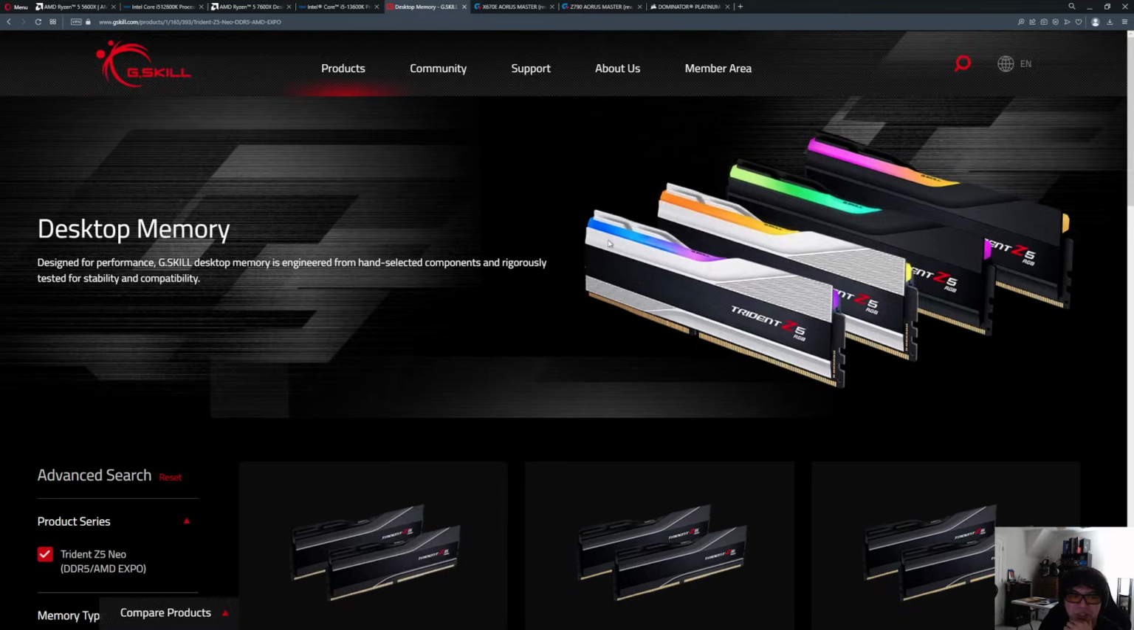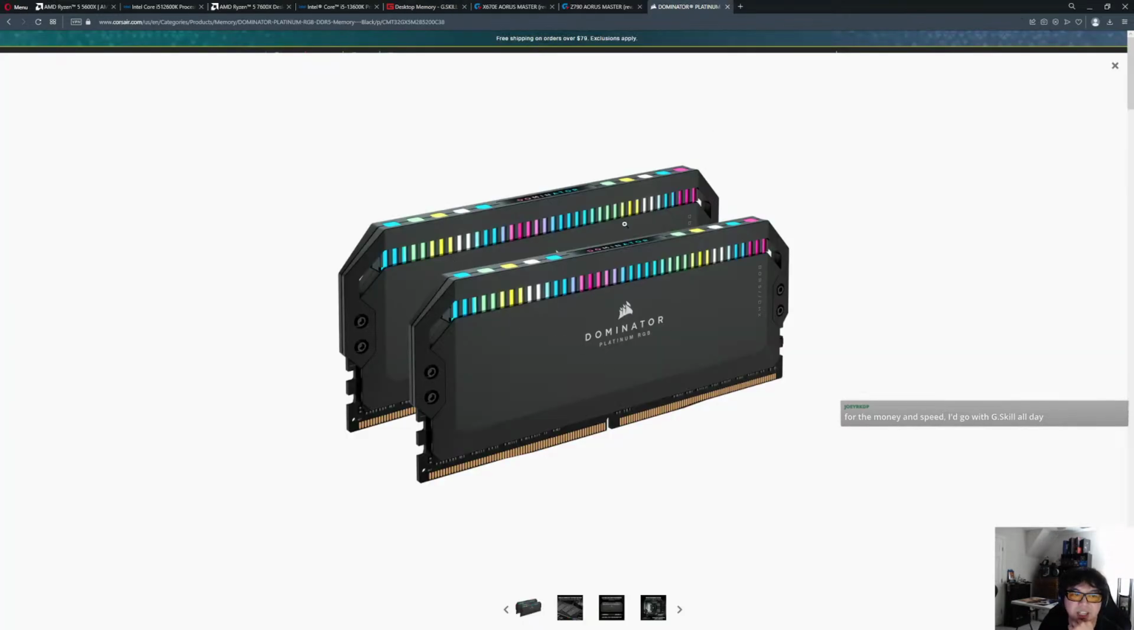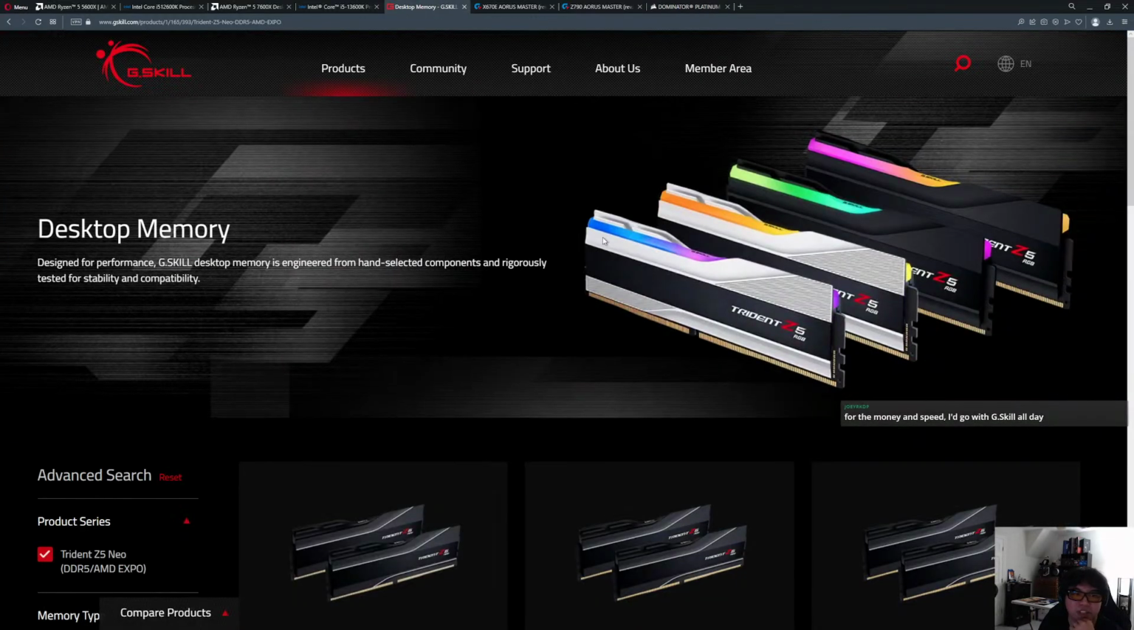So these look really good. I've seen the Dominators at Micro Center. I've never owned this type of Dominator memory, and I don't know anybody that has it. I've seen these at Micro Center though, and they do look good. But I personally like the look of the light bar as opposed to the dot lights.